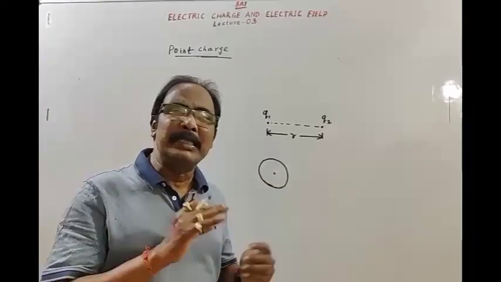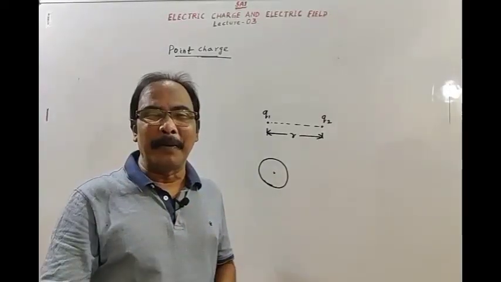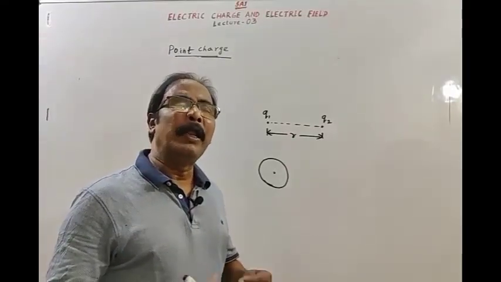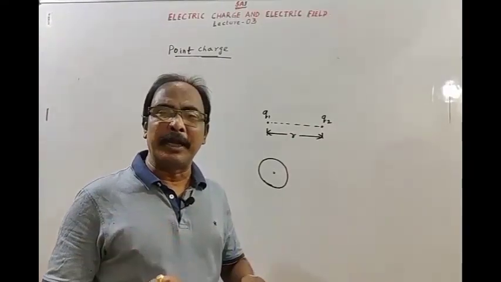So we here consider a small spherical body. Suppose this body is given some charge. Either the body loses electrons or gains electrons.